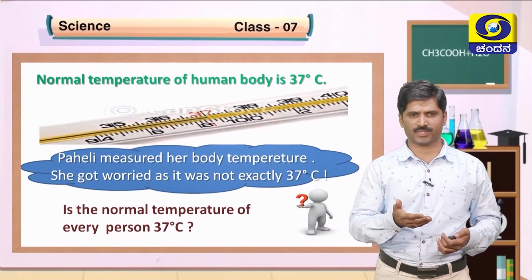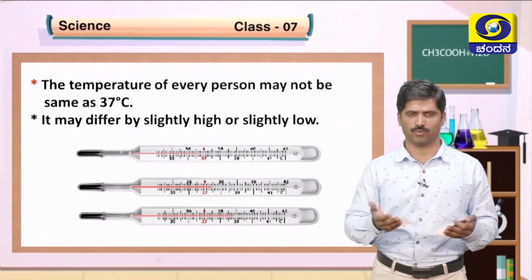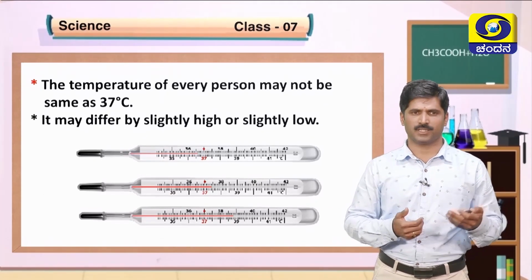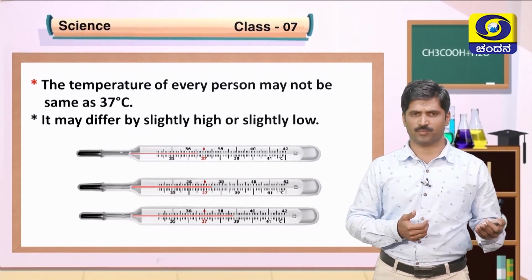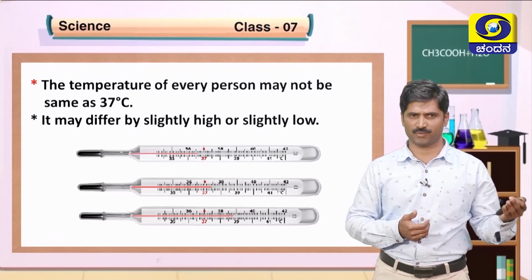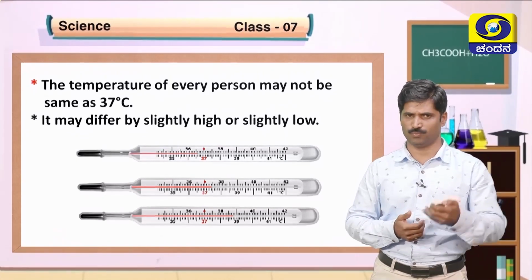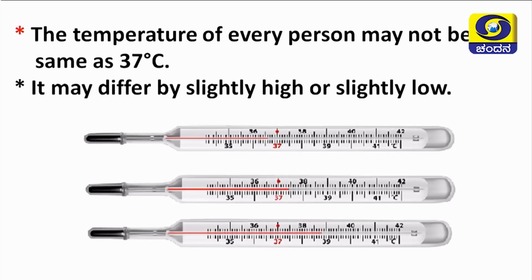Is the normal temperature of every person 37 degrees Celsius? No, it may not. The temperature of every person may not be the same as 37 degrees Celsius. It may differ by slightly high or slightly low. In this picture you can see the mercury level is not the same as 37 degrees Celsius.